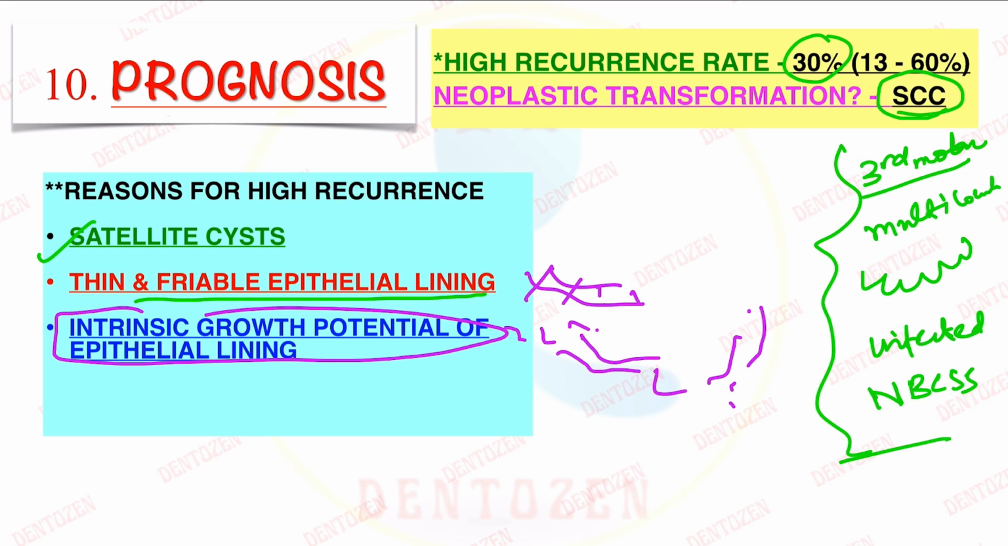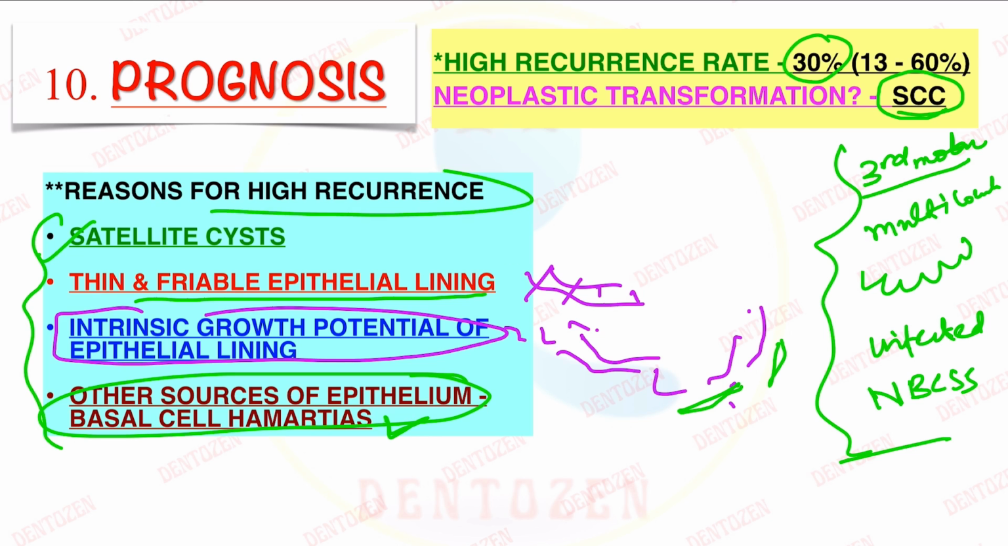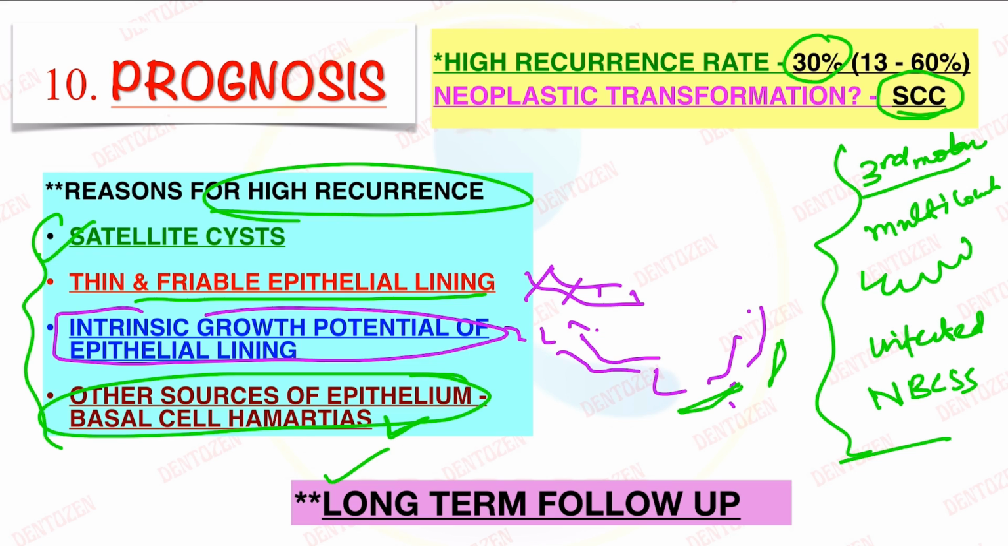Also when it is close to vital structures, like nerves, we try to save them, and in that attempt we can leave behind some of the cystic lining, from which the cyst can recur. Then there are other sources of epithelium from which it can arise again, like the basal cell layer of the oral epithelium. Because of all these reasons, it has high recurrence. So what should we do? We should do long-term follow-up of such cases, periodic monitoring, take x-rays, and check for recurrence. So that is all for OKC.